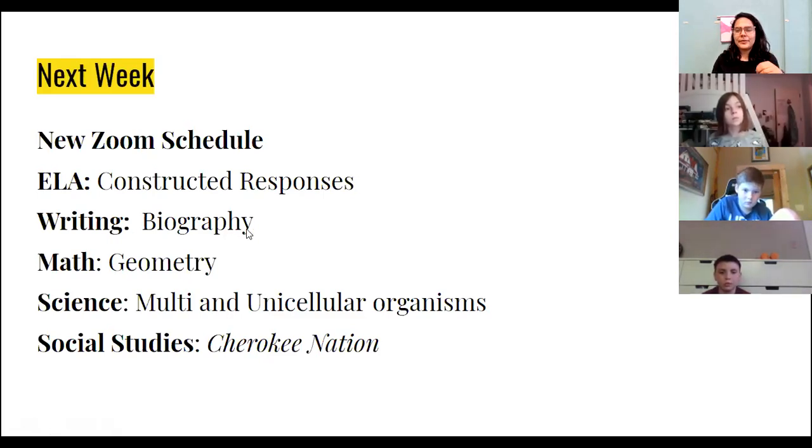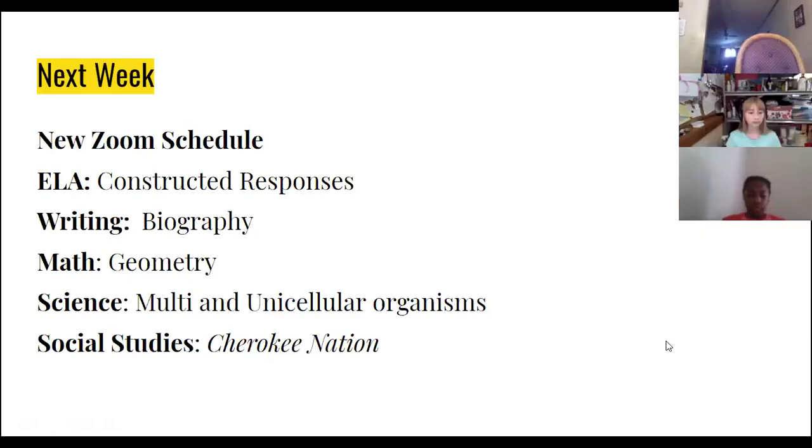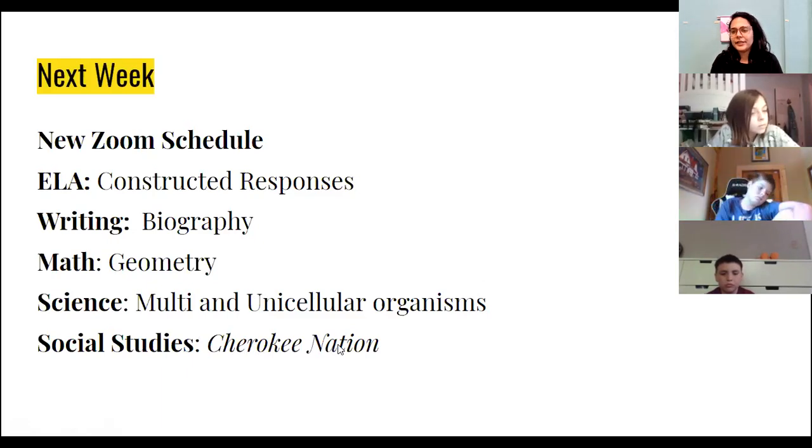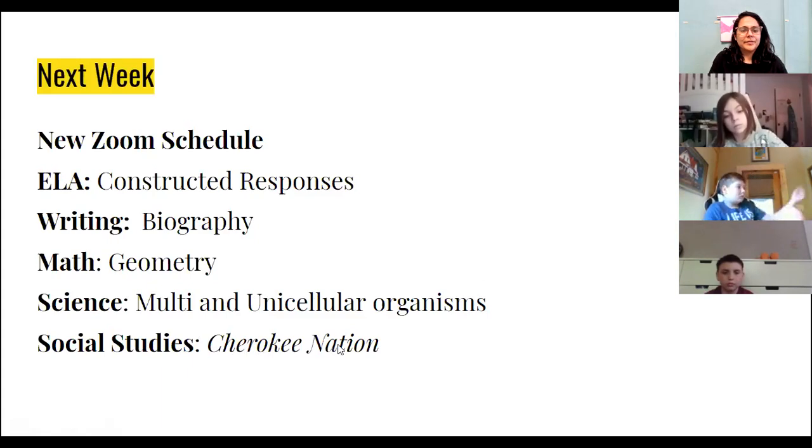Then biography. Like I said, this is a preparation for you to write your autobiographies, and that's going to be your end of year project. I want it to be really cool. Then science, we are going to review multi and unicellular organisms. We'll do something like we did this week, but with multi and unicellular organisms, and we'll go over some of the EOG questions. For social studies, we're starting the Cherokee Nation, and I'm excited to learn about that.